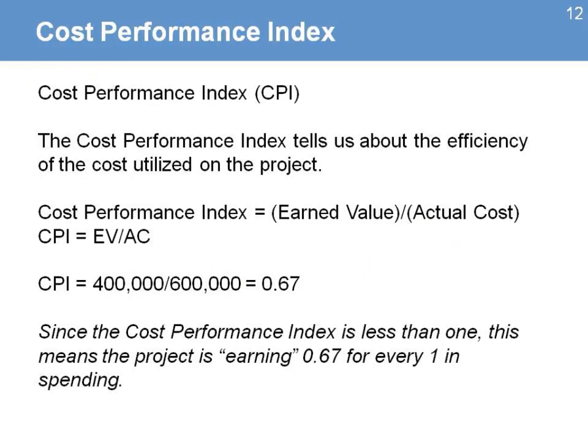The other calculation that also helps us is the cost performance index, CPI. It tells us about the efficiency of the cost utilized on the project. The formula is earned value divided by actual cost. When I apply that to my example, I get a CPI of 0.67. What does it mean? Since the cost performance index is less than 1, the project is earning 67 cents for every dollar spent. It means that it is costing us more to produce the work than we actually planned.